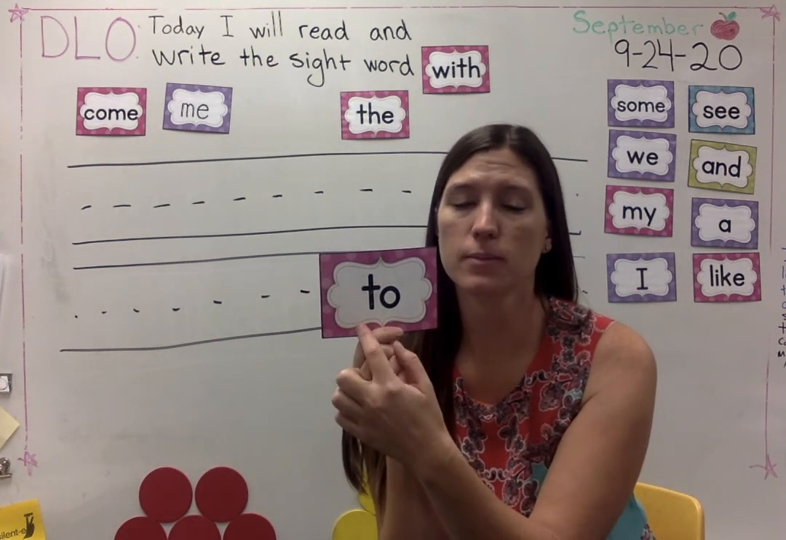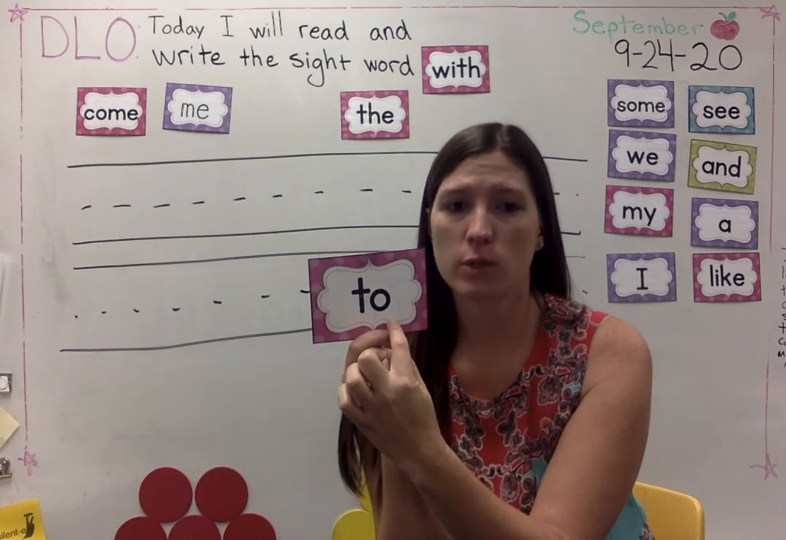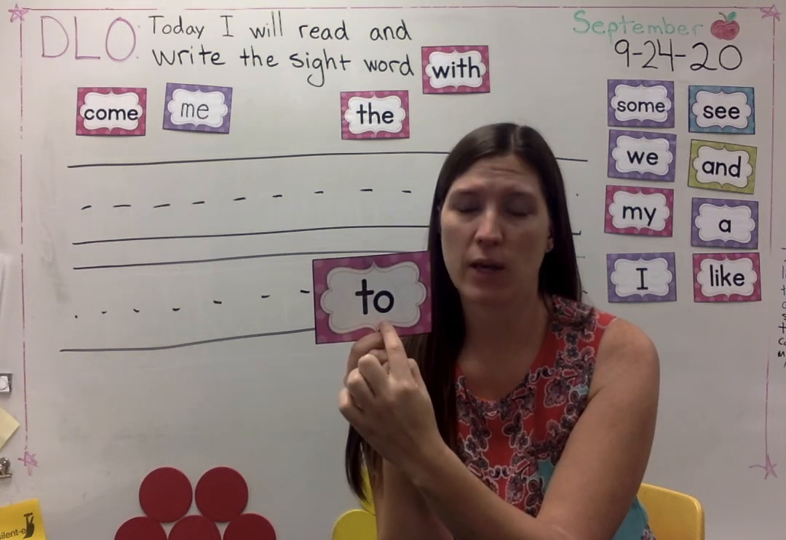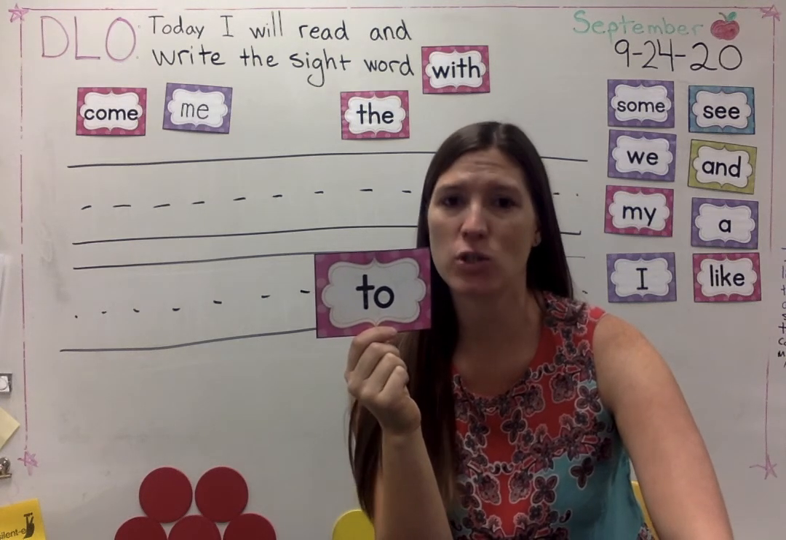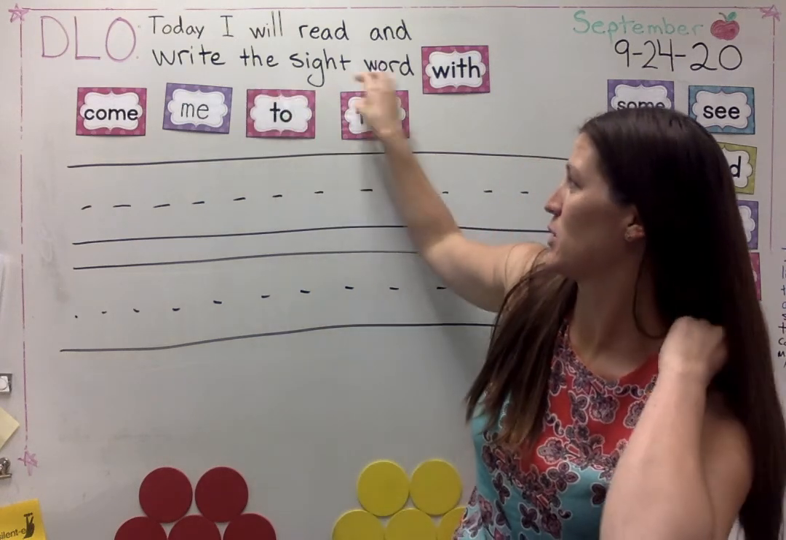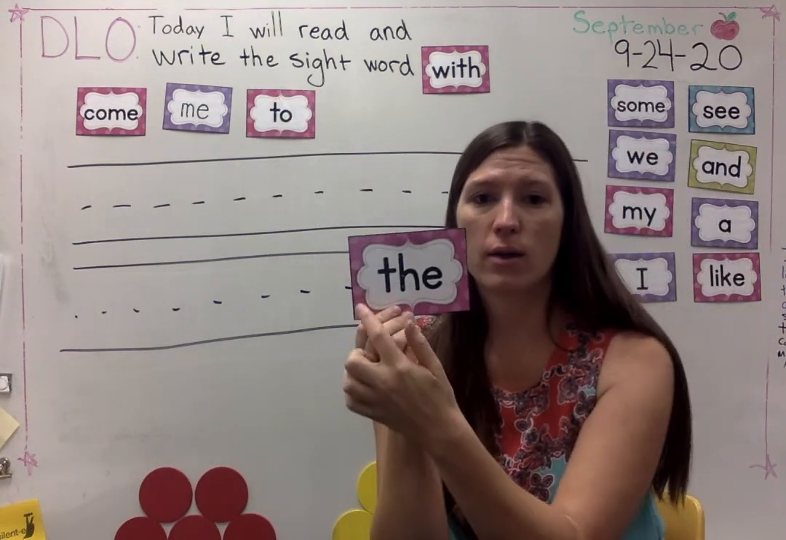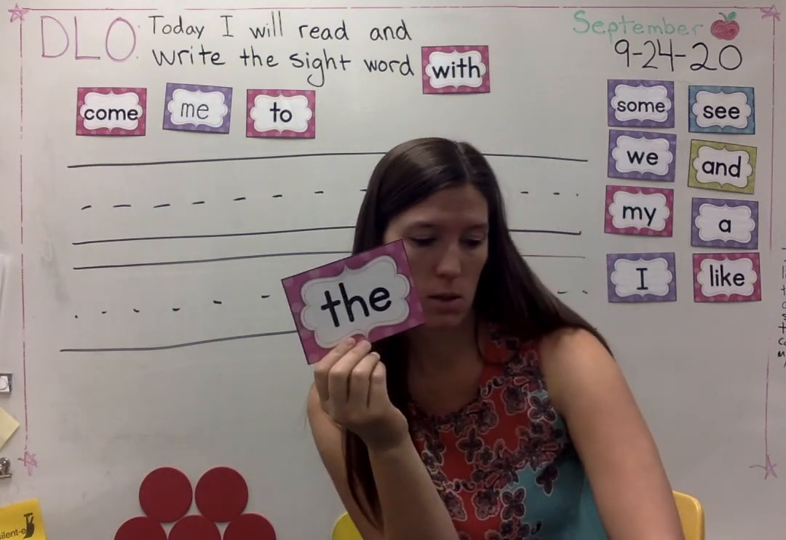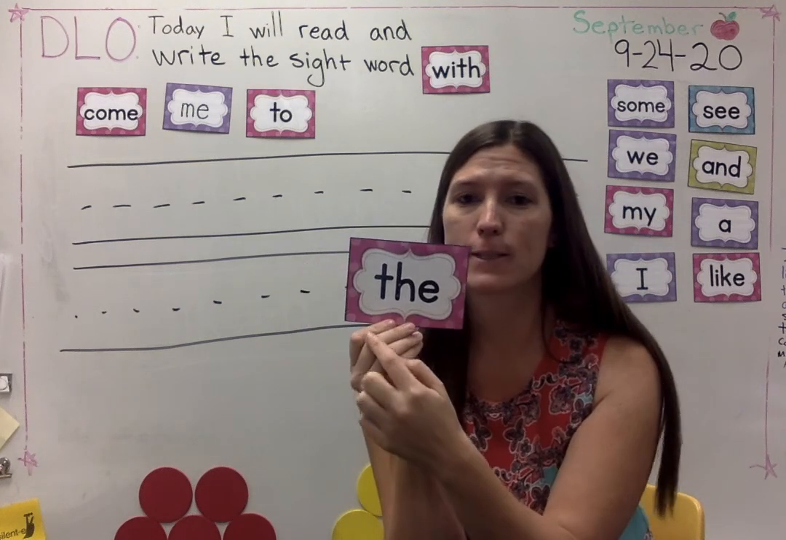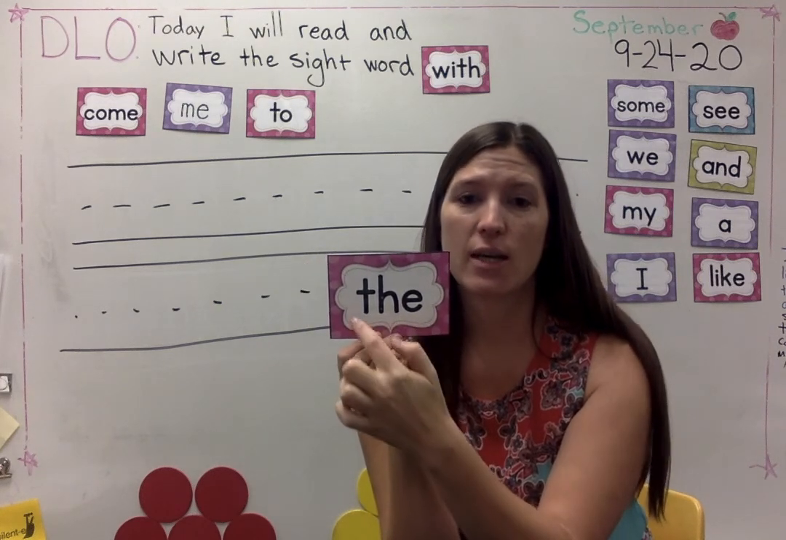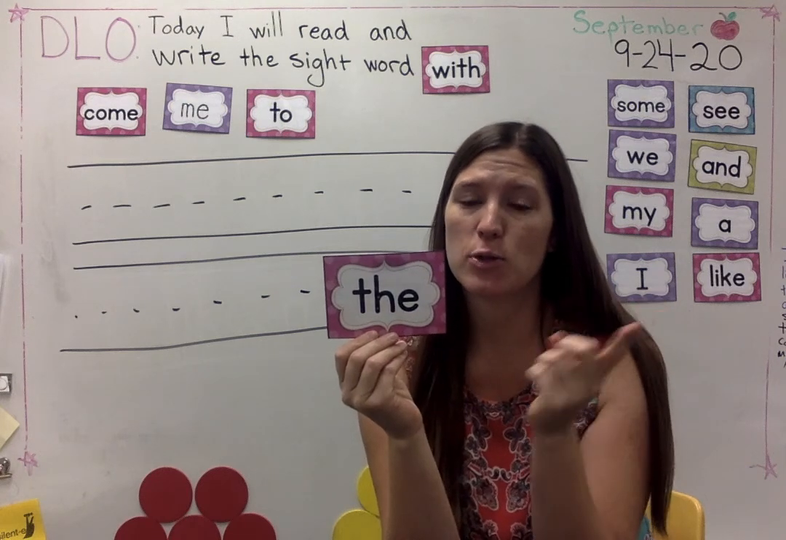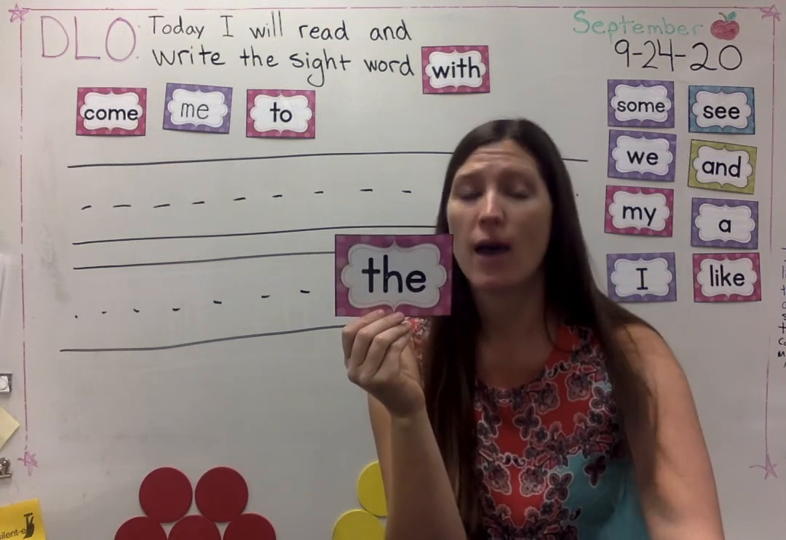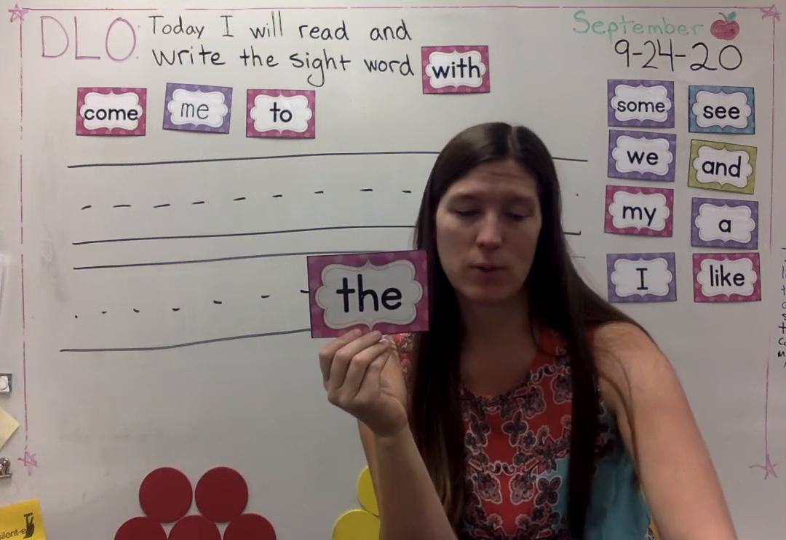Two. T-O spells two. T-O spells two. T-O spells two. I like to sing to you. We're just doing the quickies today. The, T-H-E, the. That is T-H-E, T-H-E. That's how to spell the, you see. We write the in sentences and read it in books too. I can spell the, how about you? The.